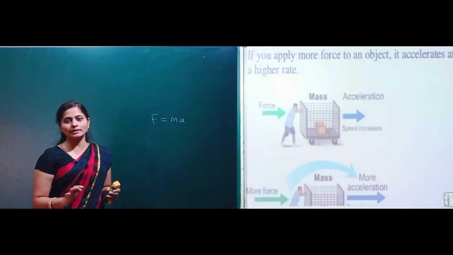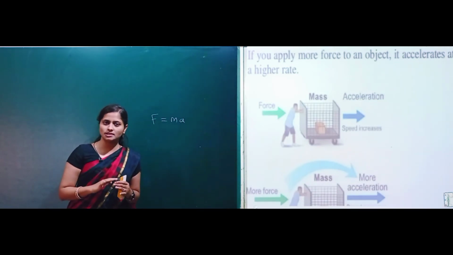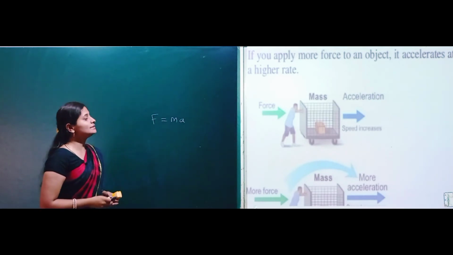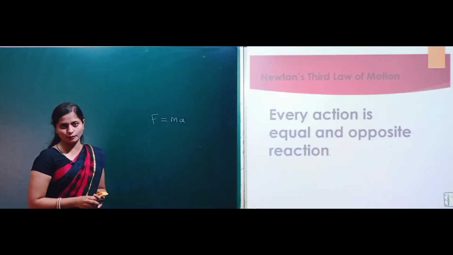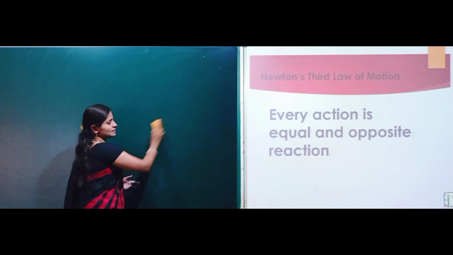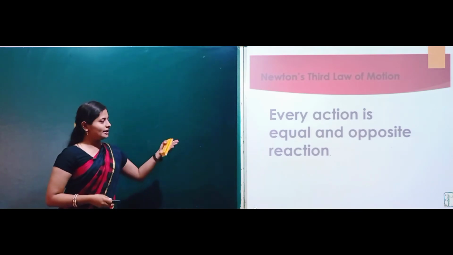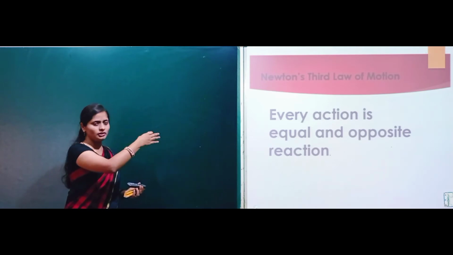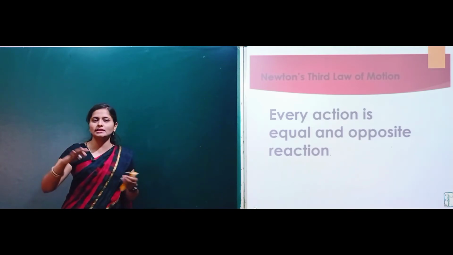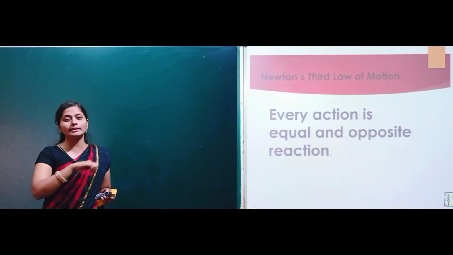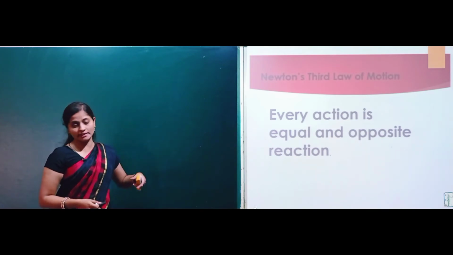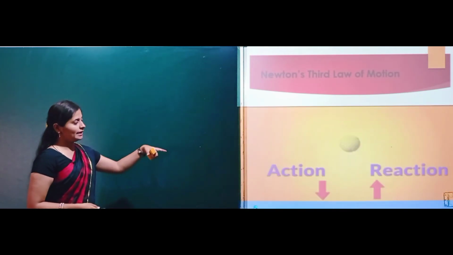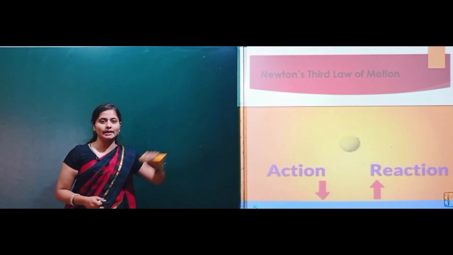So we have completed the first law of motion as well as the second law of motion. Next we will see the third law of motion. What is the third law of motion? Every action has an equal and opposite reaction. Already you know that, the third law of motion: every action has an equal and opposite reaction. How does the law take place? See this image. Action is equal to reaction.